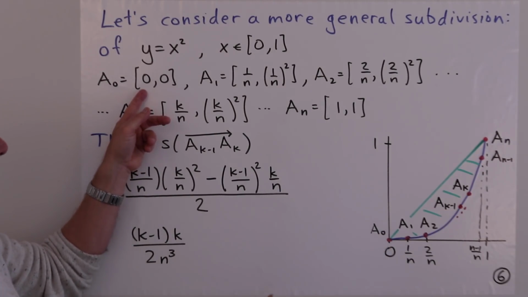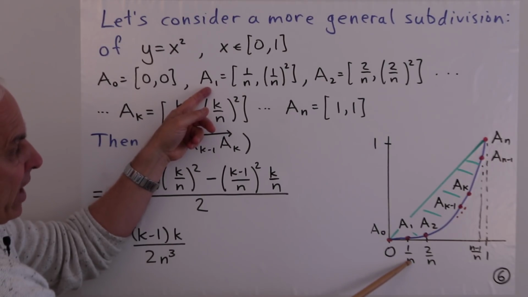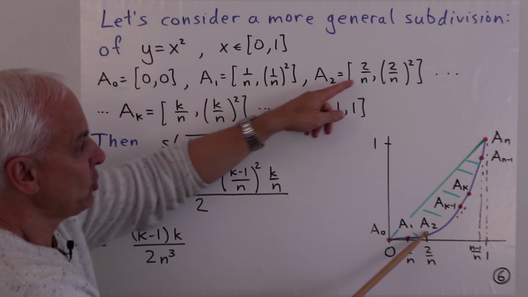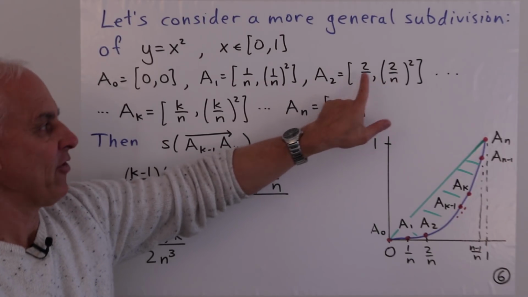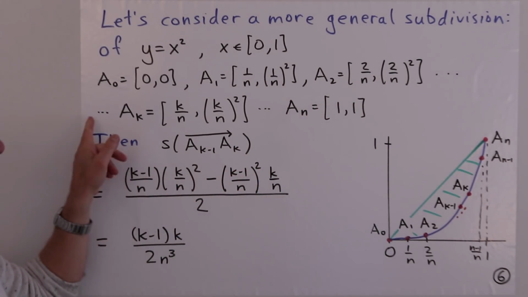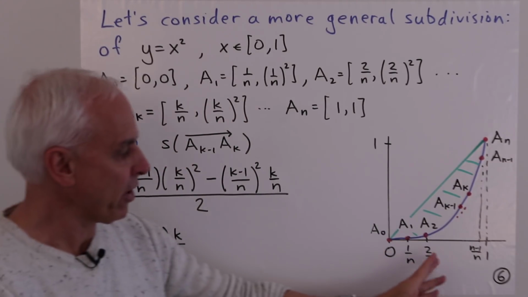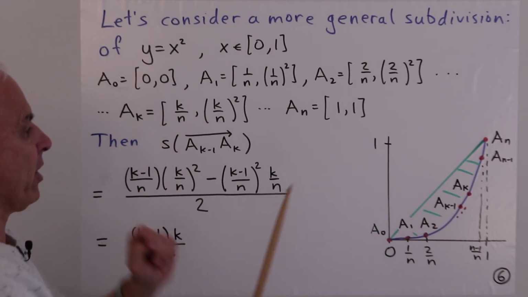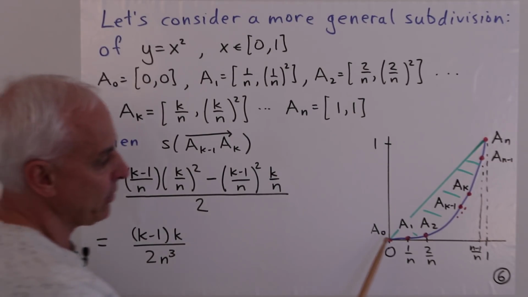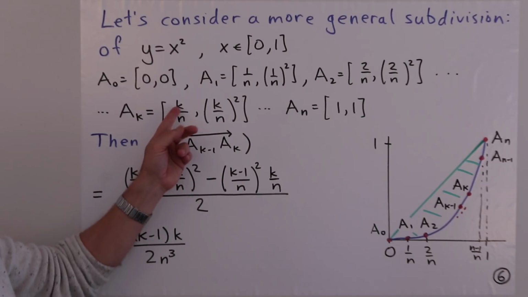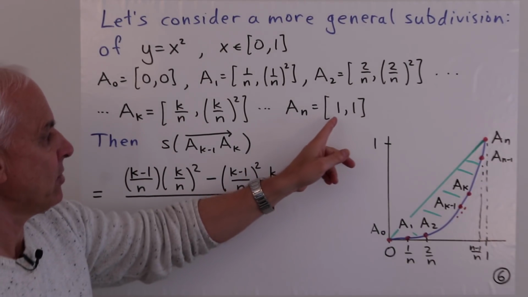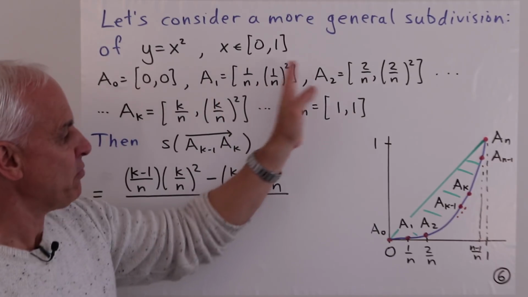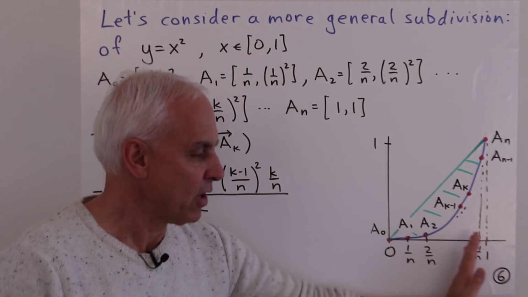So A0 will be 0, 0. Then A1 will be 1 over n, comma, 1 over n squared. A2 will be 2 over n, 2 over n squared. So the y-coordinate always has to be the square of the x-coordinate. And then I'm carrying on, and I'm showing you the kth one. So somewhere in here, the general kth one is k over n and its square, k over n squared. And finally, we keep on going until the very last one, when k actually becomes n, then we just get 1 and 1 squared, so 1, 1. So we're going from 0, 0 to 1, 1, and all of these points are on the curve. They're equally separated along the x direction.